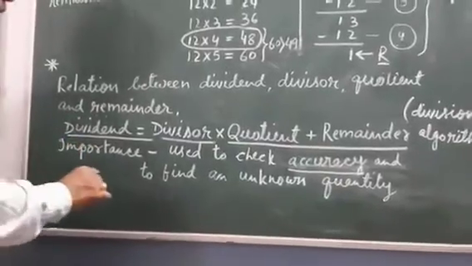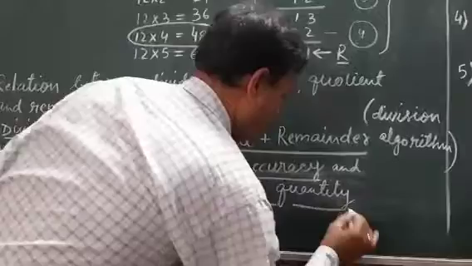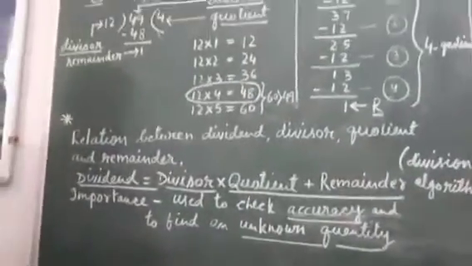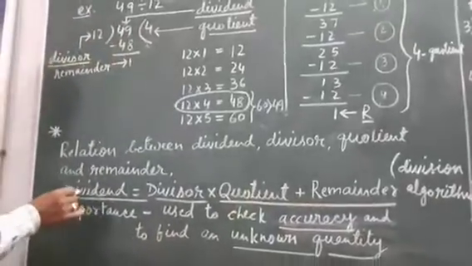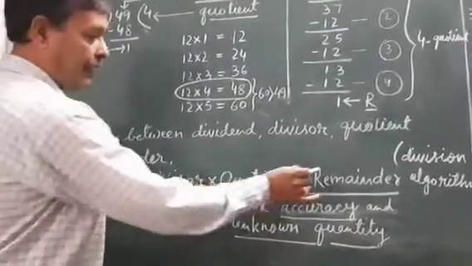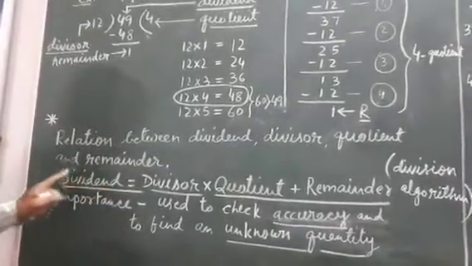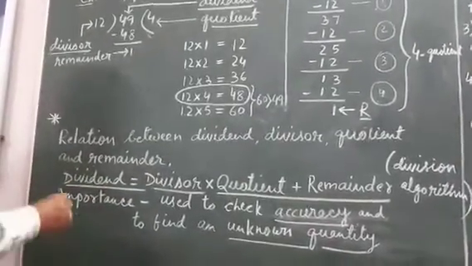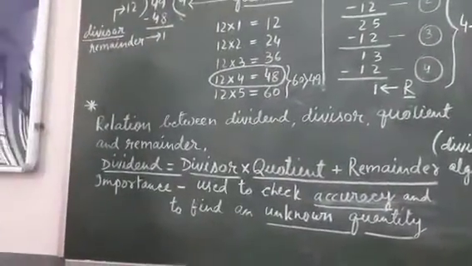It is also used to find an unknown quantity. Suppose out of these four quantities, they are dividend, divisor, quotient and remainder, if any one unknown quantity we have to find, we can use this algorithm to find that unknown quantity.